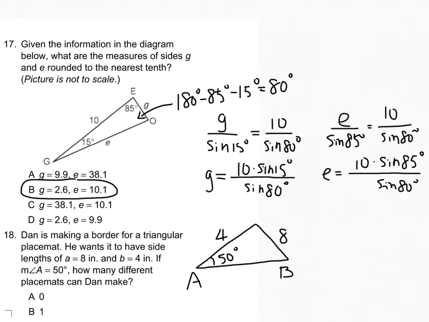Number 18. Dan is making a border for a triangular placemat. He wants it to have side lengths of A equals 8 and B equals 4 inches. If angle A measures 50 degrees, how many different placemats can Dan make? So obviously your side A equals 8 is greater than side B, so obviously you can make a triangle out of this. Since side A is greater than B, you can make one triangle. So the answer for 18 is going to be 1.